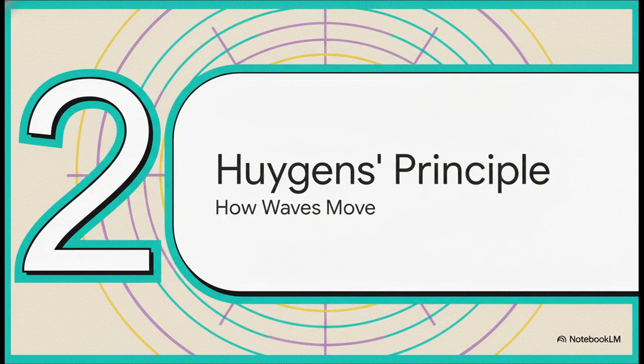Okay, so if light is a wave, how on earth do we predict where it's going? Well, a brilliant scientist named Christian Huygens figured it out. His principle is basically the official rulebook for light. It tells us exactly how a light wave travels and spreads out.